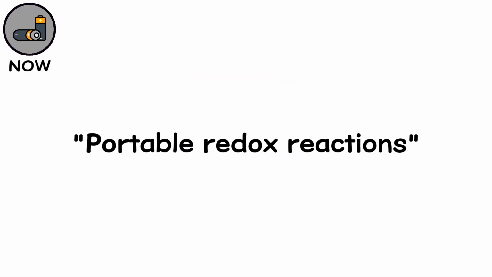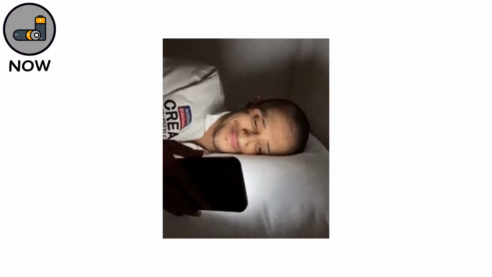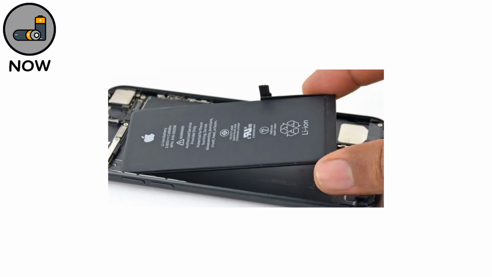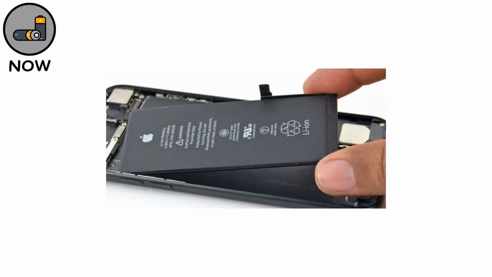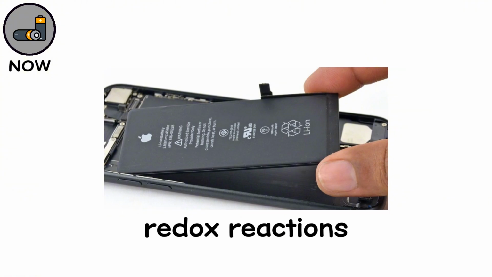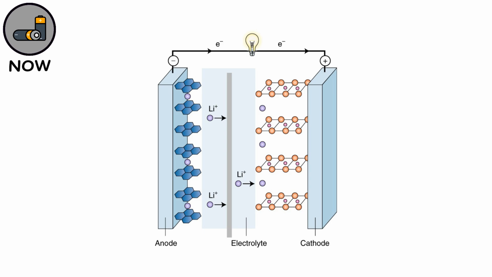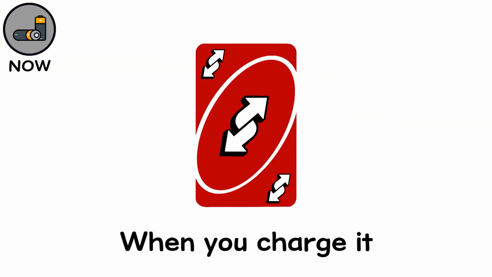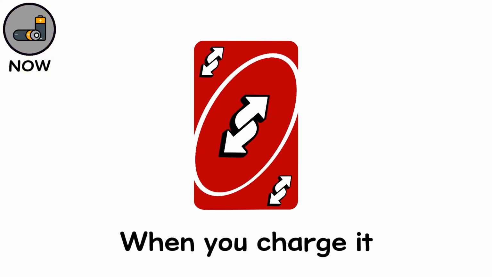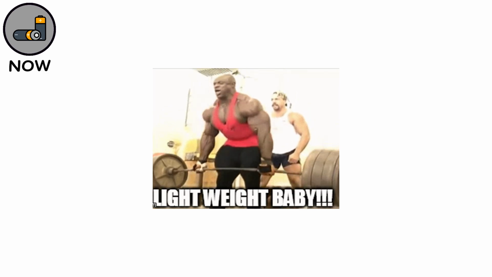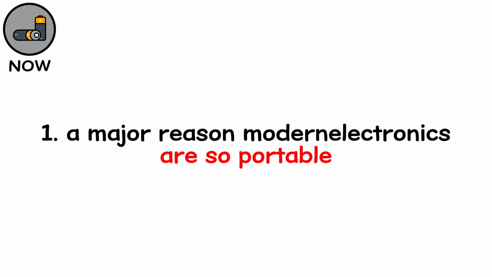Batteries, portable redox reactions. You're probably holding a chemical reaction right now. Lithium-ion batteries, used in phones and laptops, store energy through redox reactions, where electrons are transferred between materials. Inside, lithium ions move from the anode, often graphite, to the cathode, like lithium cobalt oxide, when discharging. When you charge it, the reaction runs in reverse. It's efficient, lightweight, and rechargeable. A major reason modern electronics are so portable.